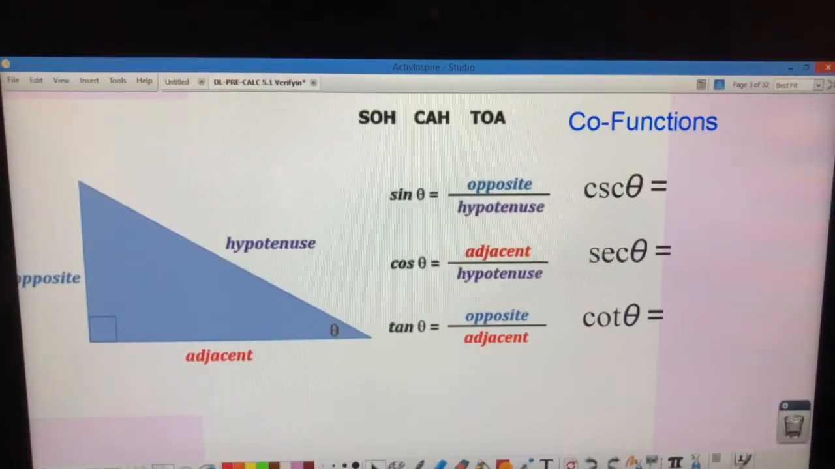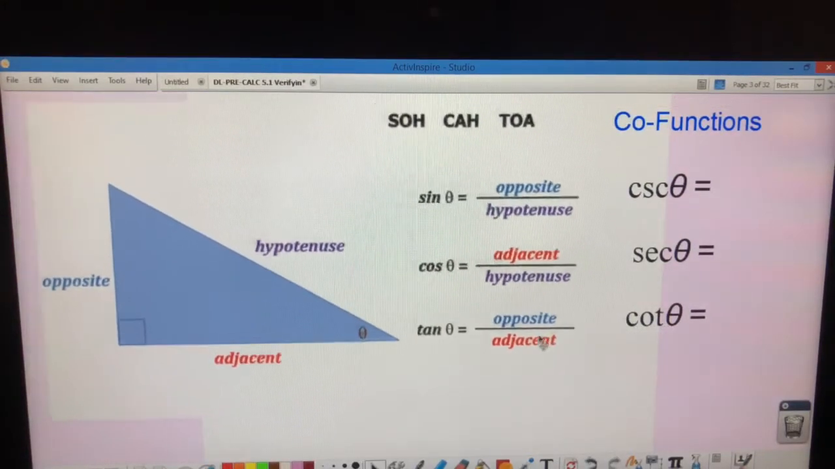All right, this is something you know already, SOHCAHTOA, okay? We're going to use this to simplify and verify our identities. So the angle theta is here. If I want to write the sine ratio as a fraction, I'll put the opposite over the hypotenuse. So there is your sine, which is SOH, opposite over hypotenuse, SOHCAHTOA.